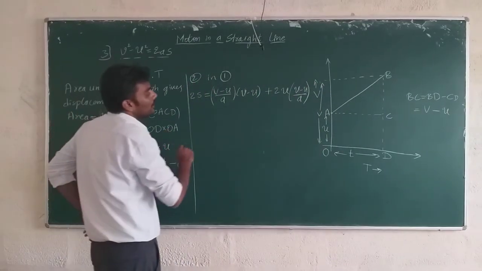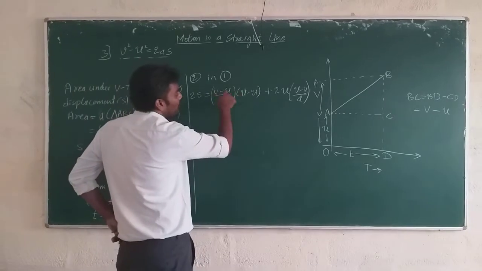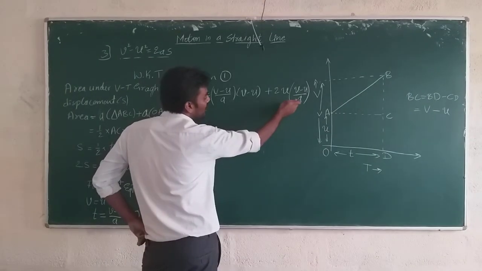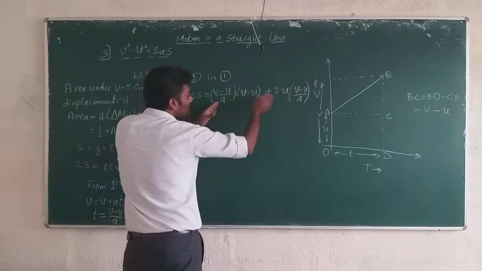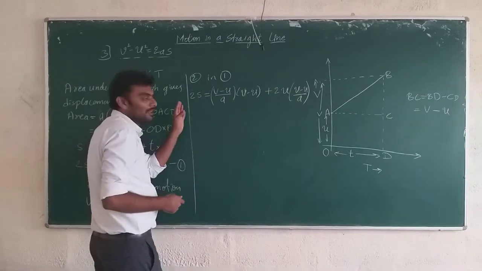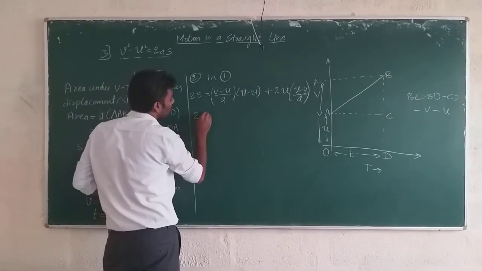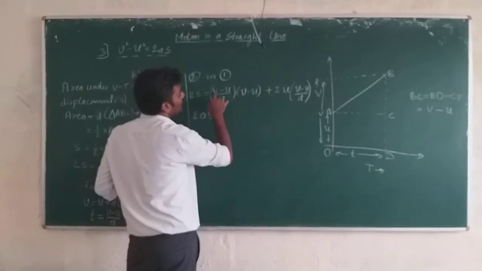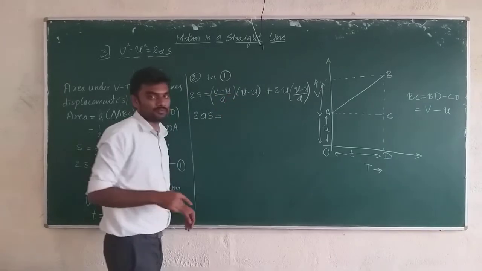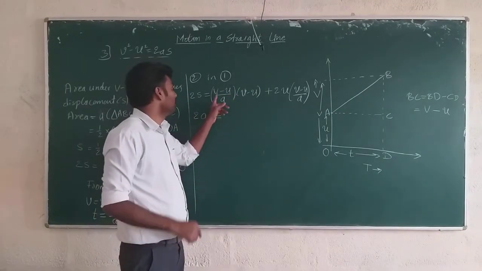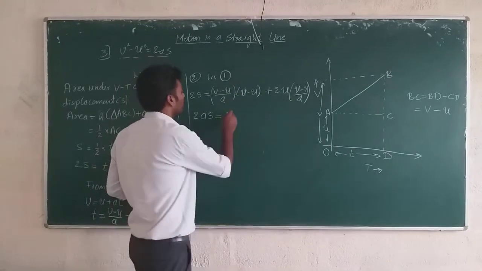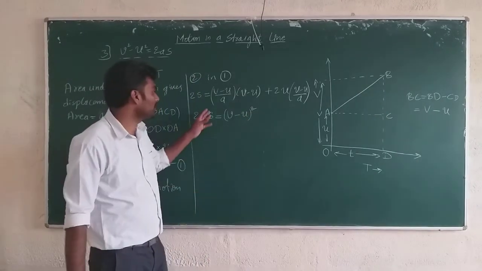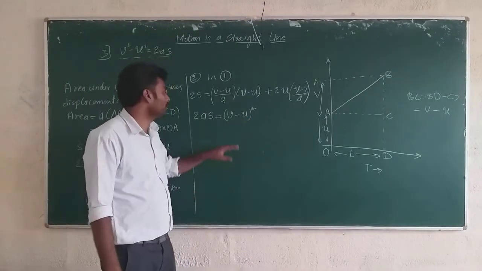Okay, so now look at this, this is multiplication happening and A is in the denominator, and even here A is in the denominator, so I can take A as a common factor from both the terms and send it to the LHS, and hence I can have 2AS which is equal to, look at this, V minus U into V minus U. What is that going to be? V minus U into V minus U is V minus U whole square.